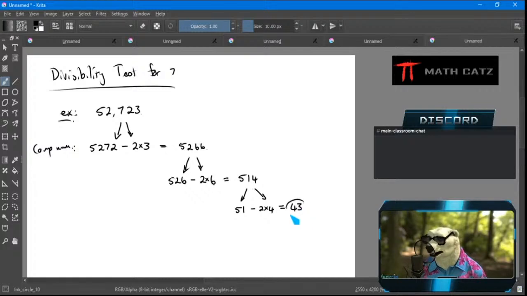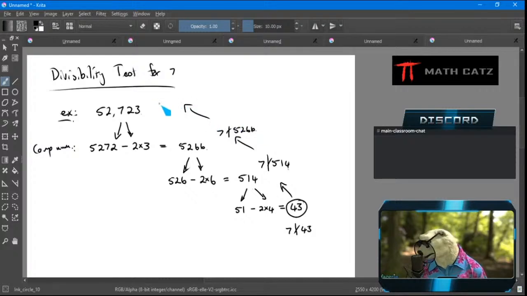So I can then say, well, 7 does not divide into 43. It's close, but unfortunately not. Therefore, 7 does not divide into the previous comparison number. Therefore, 7 does not divide into my original. That's the test for 7.